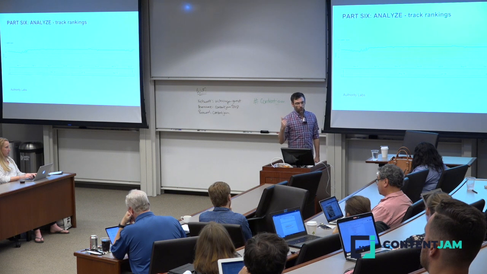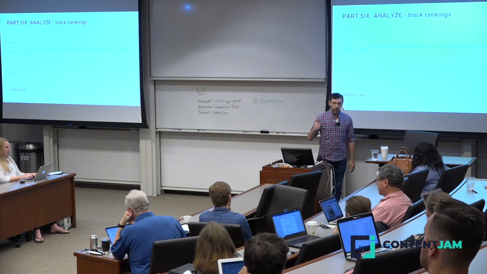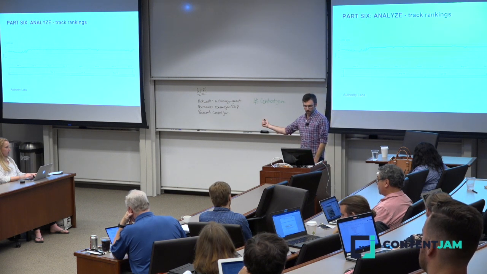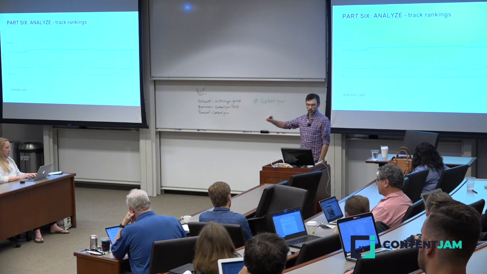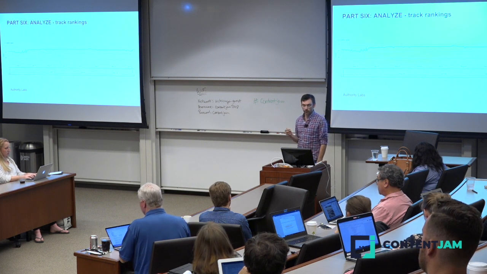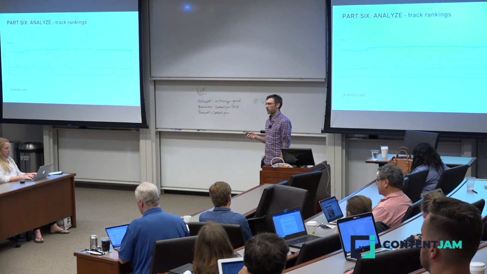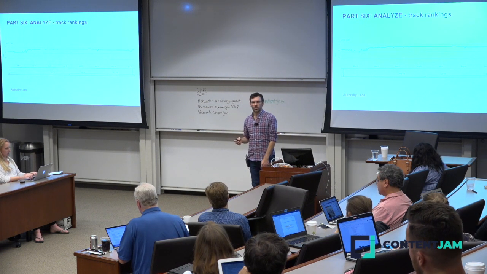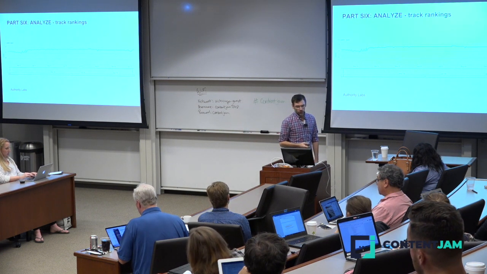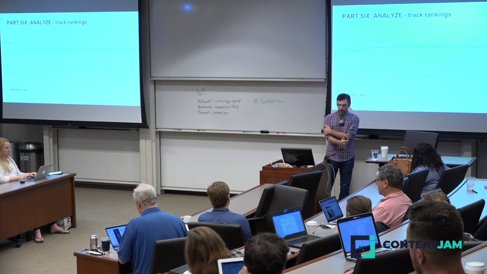This is a screenshot from Authority Labs. I really like Authority Labs for rank tracking. As you can see, the graphs can clearly show day by day what's happening. So they track rankings daily. I don't like rank trackers that are just weekly or even a few times a week. Daily is really good to have.